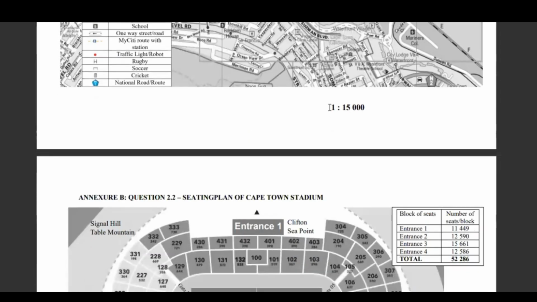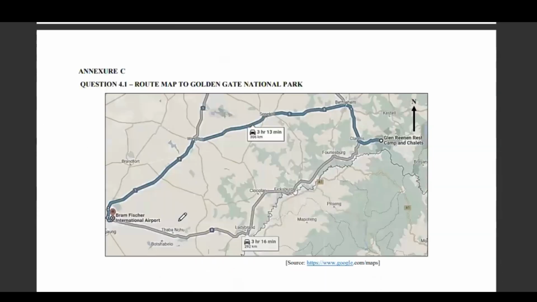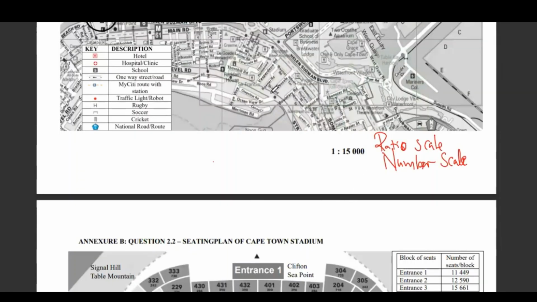Then the scale, what kind of scale are we looking at? This kind of scale we call a ratio scale. Others call it a number scale, which is okay. You can also call it a numeric scale. The other kind of scale is called a bar scale or a line scale.